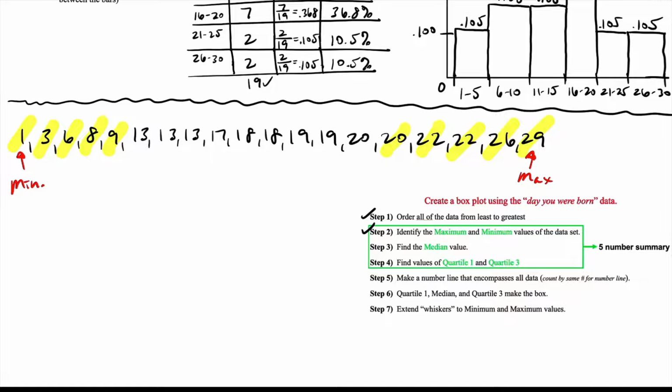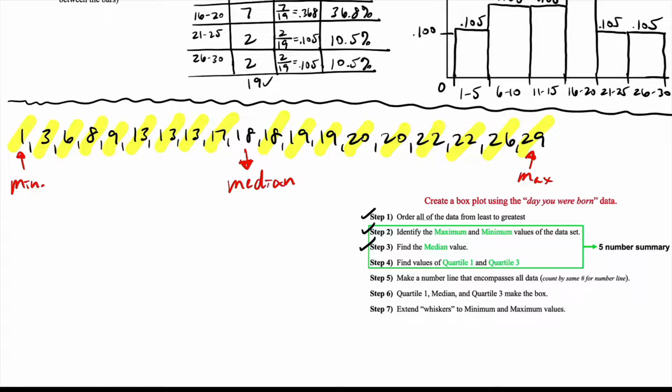If you have a highlighter, you can. If not, you could just use your pencil. Either one's okay. And I finished with 18. Okay, 18 is the number in the middle. So we label that as the median. Okay, that's step 3.